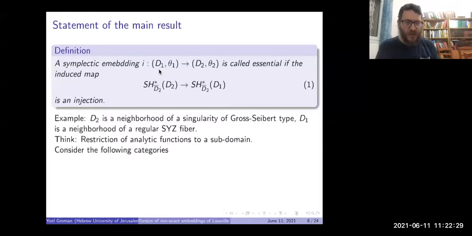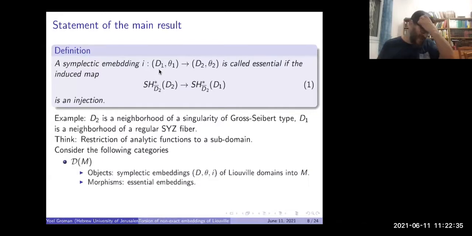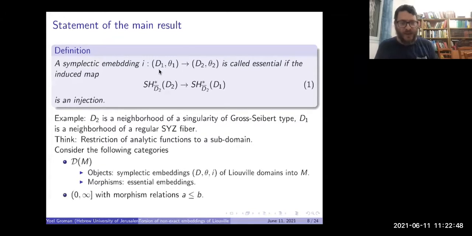So that's one definition. Now let's consider the following categories. On the one hand, we have the category whose objects are symplectic embeddings of Liouville domains into M, and the morphisms are essential embeddings. And the other one is the category of real positive numbers, including infinity, and the morphisms are the relation A is less than or equal to B.